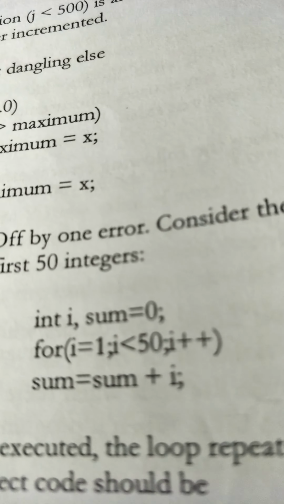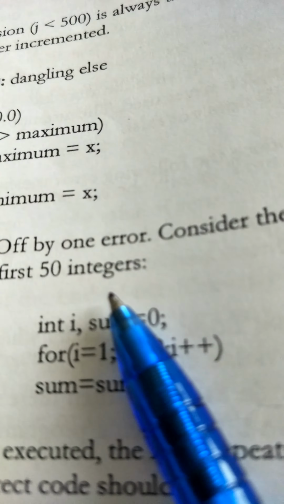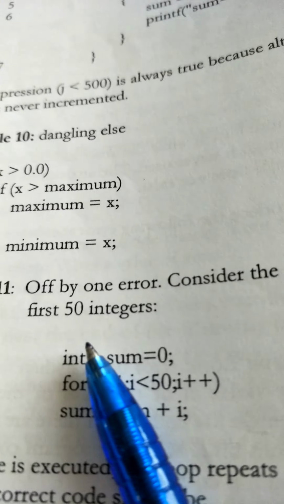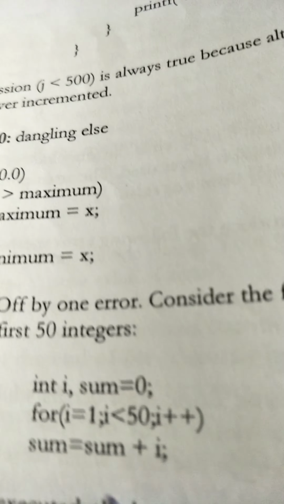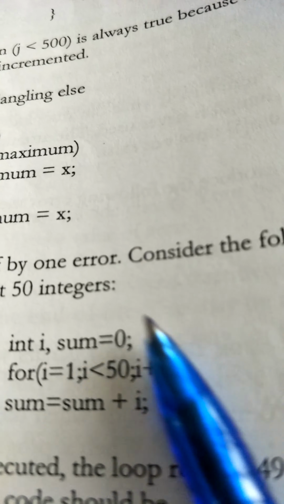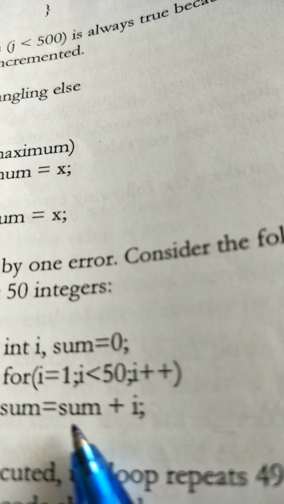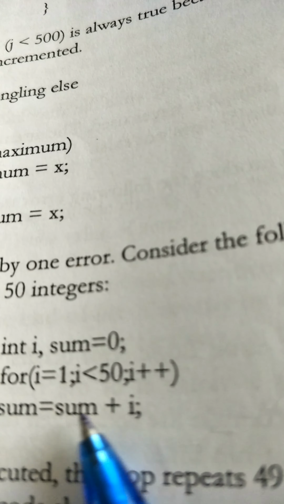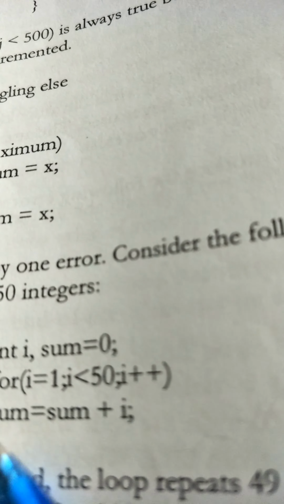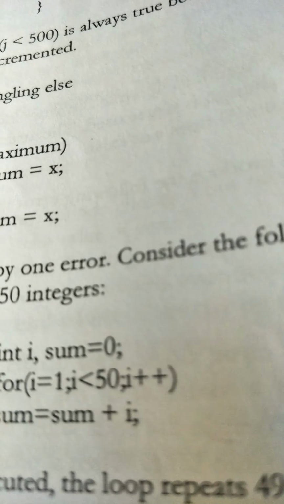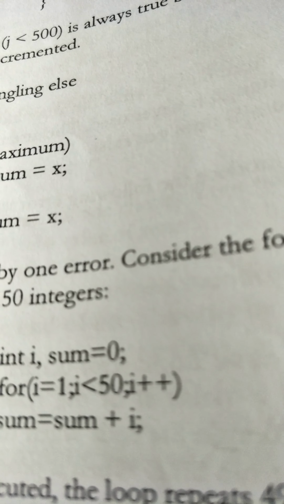So look at the question. The question is, you want to find the sum of the first 50 integers. In this case, basically what we do is we just sum up to 49 only, not 50, because here i is strictly less than 50. So if you want to make it 50 integers, we need i less than or equal to 50, then that will give you the exact result.